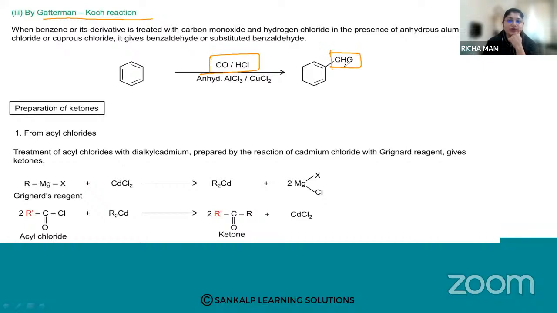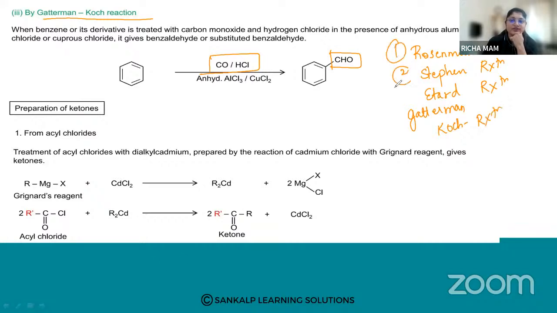Okay, we are going to introduce an aldehydic group on the benzene. So which named reactions have we seen? We have seen Rosenmund reduction. Then we have seen Stephen reaction. Then we have seen Etard reaction, and we have seen Gattermann-Koch reaction. So these are the four name reactions we have seen.